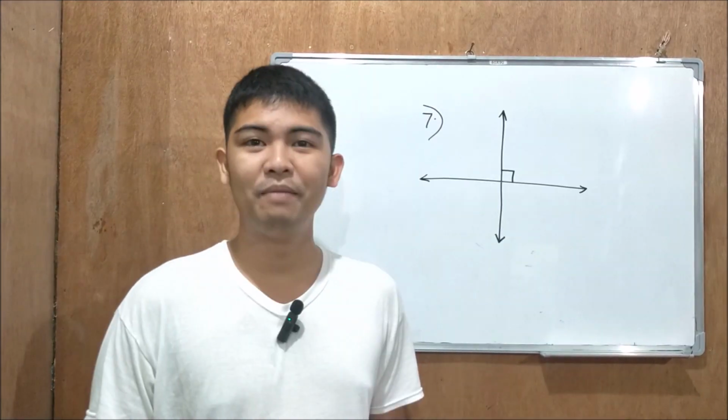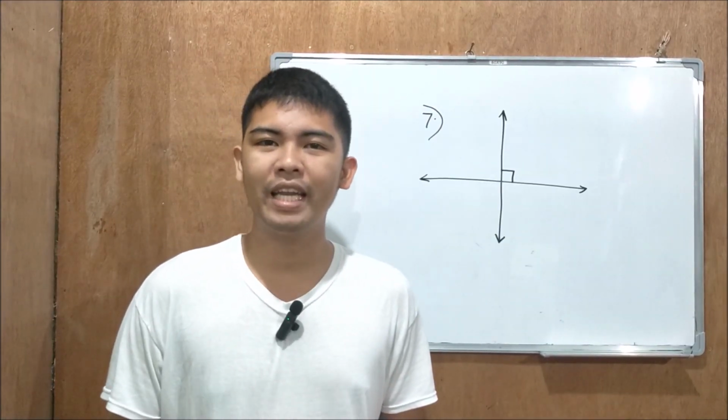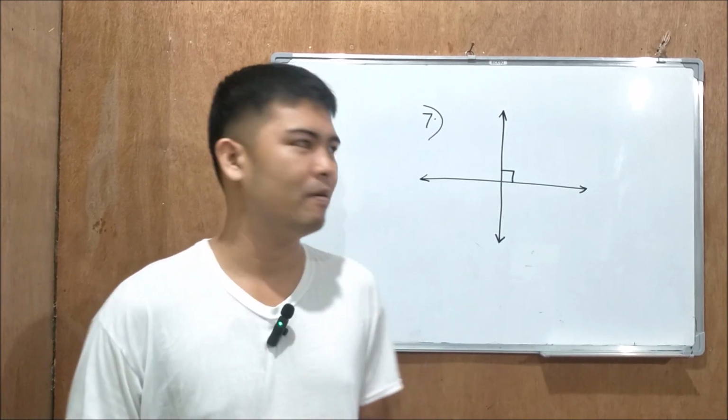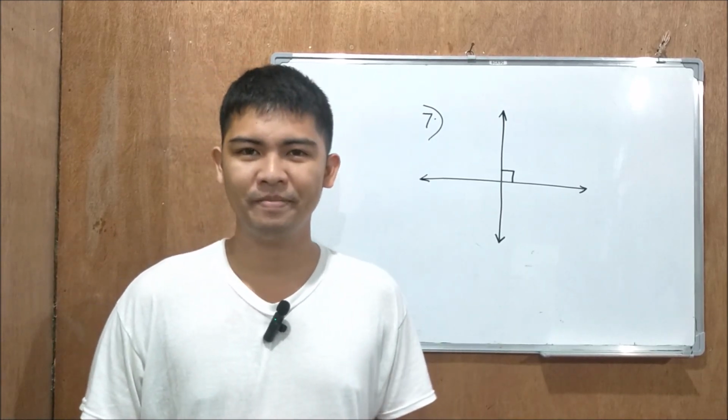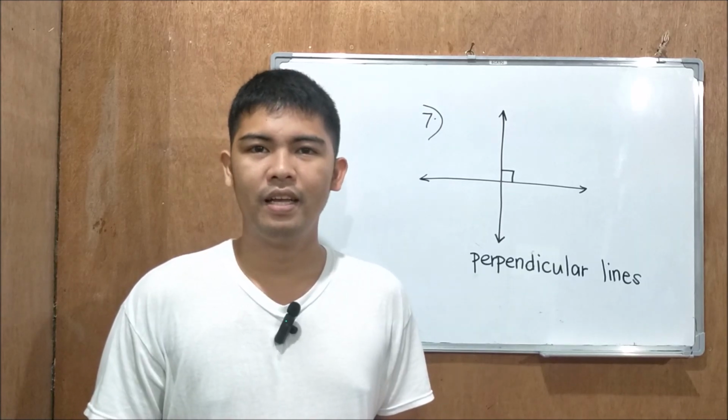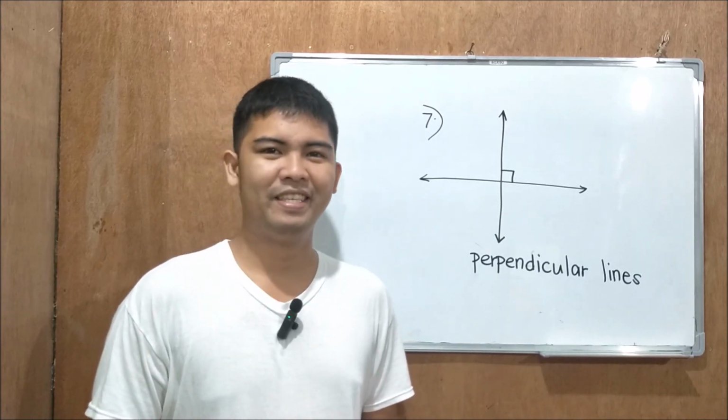1 over 8. Number 7. Unsay tawag sa duha ka line nga mag-intersect nga mo-form og right angle? Parehas aning nasa illustration. Ang answer is perpendicular lines.